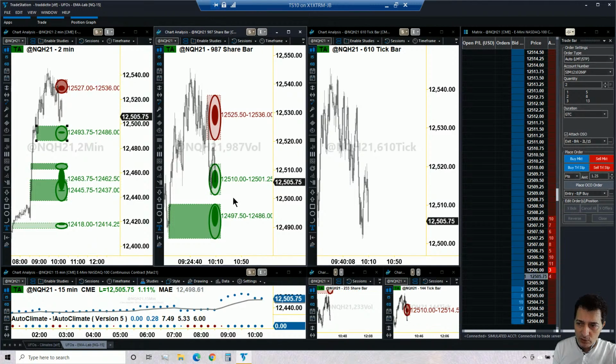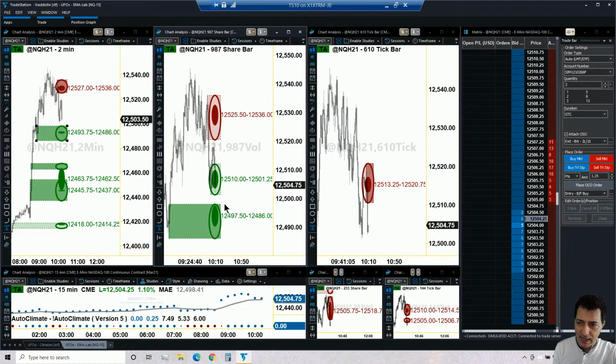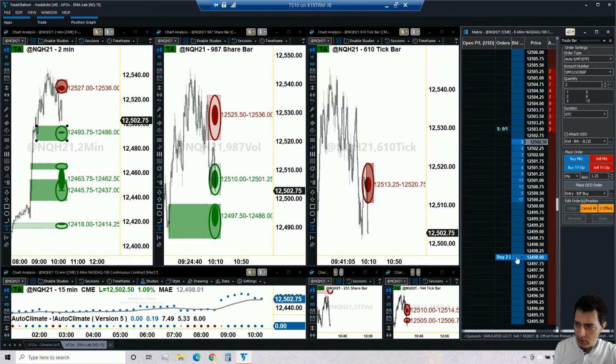So those UFOs do qualify as a valid entry, and therefore, for me to take the trade, I need to find a valid target. Okay, now I'm going to do something that is not really recommended, but I'm going to do it just so I don't miss the trade in case I have to rush, and that way you guys get to see the execution. So I'm just going to enter the trade.